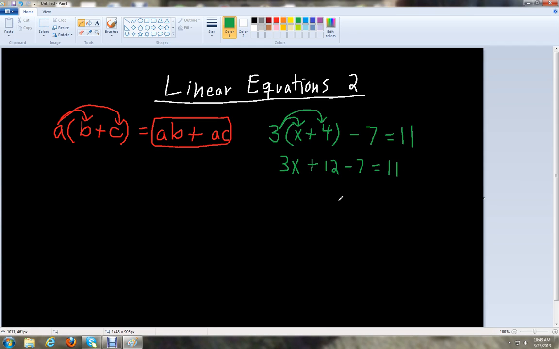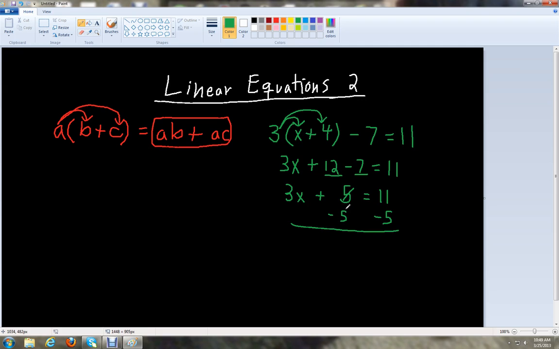And then the next step is to subtract, right? We have 12 minus 7, that'll give us 5. So we'll have 3x plus 5 equals 11. And to get the 5 to the other side, we have to do the opposite of adding, subtracting 5 to both sides. So that's how we get rid of the 5.